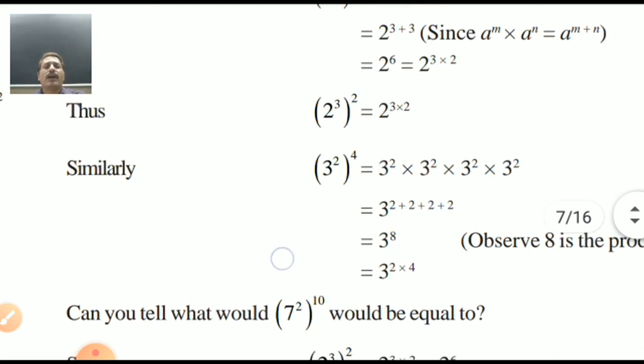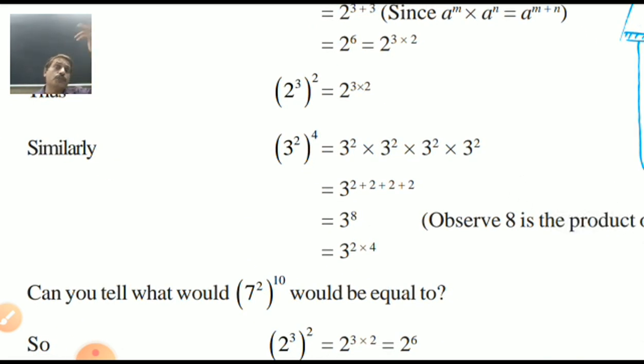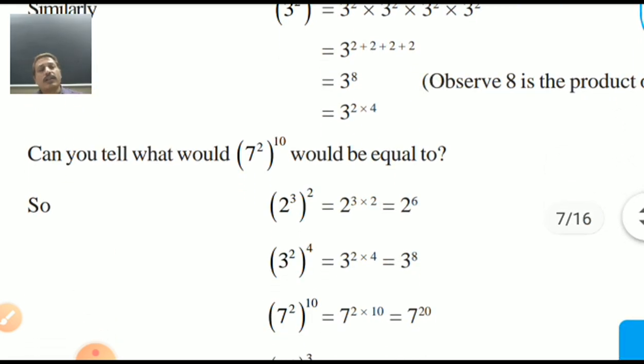Clear? Very good. See here. 3 raised to 2 raised to 4. 3 to the 8. Direct answer you have. 2 4s are 8. Correct. 7 raised to 2 and all raised to 10. Correct. 7 to the 20. Correct answer.